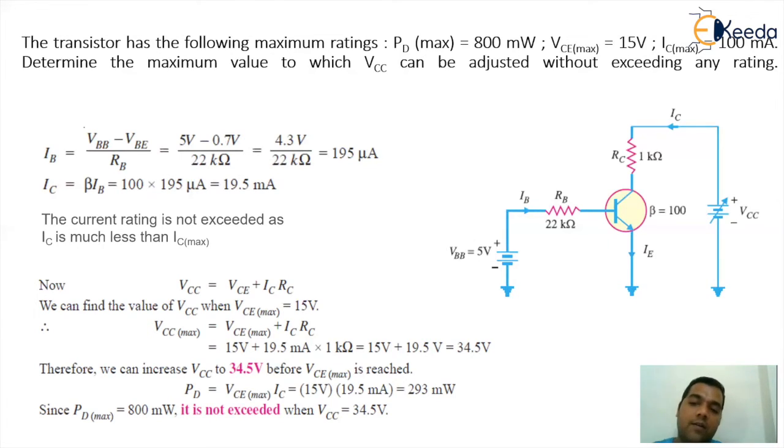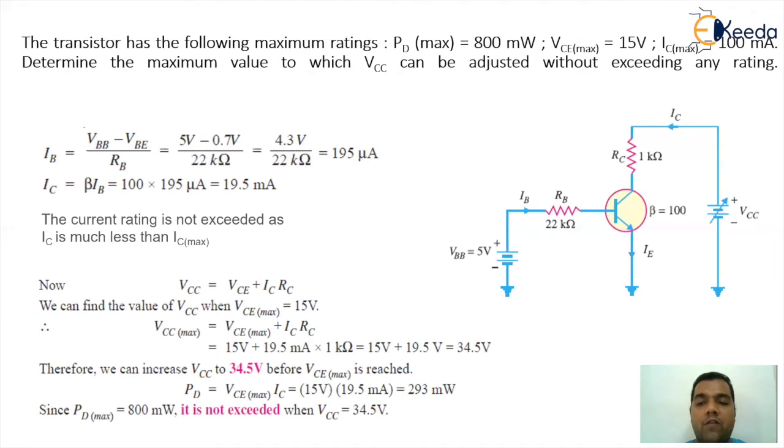So we go for the power dissipation PD for the transistor as voltage into current. Current of the transistor is IC. Voltage of the transistor is VCE max. Substituting VCE max as 15 and IC as 19.5 milliampere, what do you get? The value of PD is now as good as 293 milliwatt.